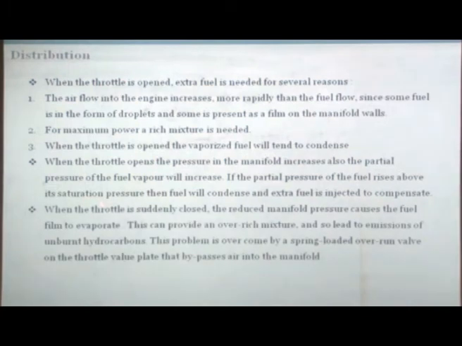Okay. When the throttle is suddenly closed, at that time the manifold pressure suddenly reduces, it causes the fuel films to evaporate, and then all that fuel gets suspended, and this provides really an over rich mixture when you do not need it, because you are already closing the throttle. So, this leads to the problem of emissions of unburnt hydrocarbon. So, this is also a big problem. This problem can be overcome by a spring loaded overrun valve on the throttle valve plate that bypasses the air into the manifold.